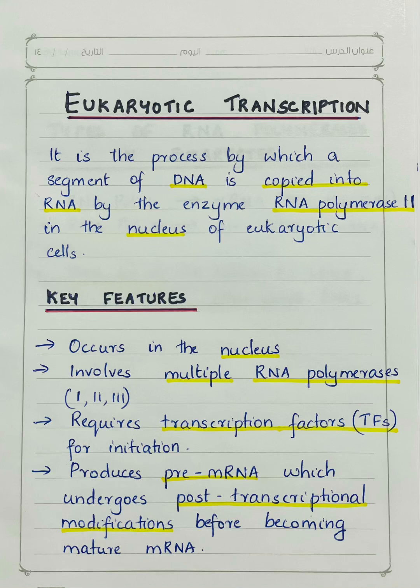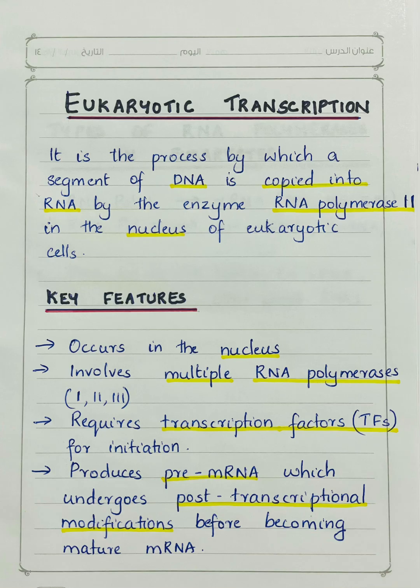In this video, we will be learning about the eukaryotic transcription process. Eukaryotic transcription is the process by which a segment of DNA is copied into RNA by the enzyme RNA polymerase II in the nucleus of eukaryotic cells. So in eukaryotic transcription, the genetic information in DNA is copied into RNA inside the nucleus with the help of the enzyme RNA polymerase. This RNA can later be used to make proteins or perform other functions in the cell.